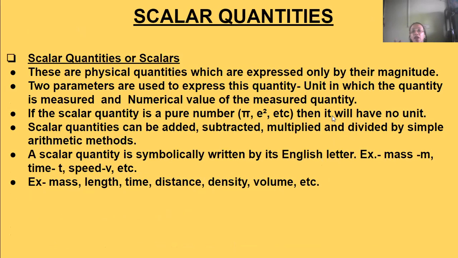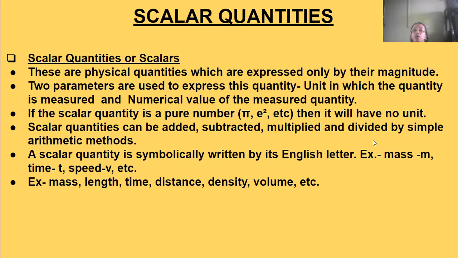So next we come to scalar quantities. So what are scalar quantities? Scalar quantities are the physical quantities which only have magnitude, no direction. Two parameters are considered for this. One is the quantity measured and the other is the numerical value. If a scalar quantity is a pure number like pi or e squared, then it will not have any unit. Scalar quantities follow simple arithmetic methods. They can be added, subtracted, multiplied, or divided.